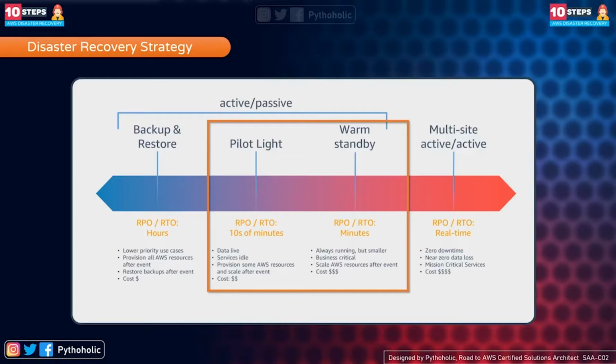Now let's come back to the diagram here. So here, as we already discussed, backup and restore takes hours to restore. So that is why it's just for low priority use cases or less critical workloads. And you provision your workload post the disaster that has occurred. And this is the lowest cost disaster recovery.